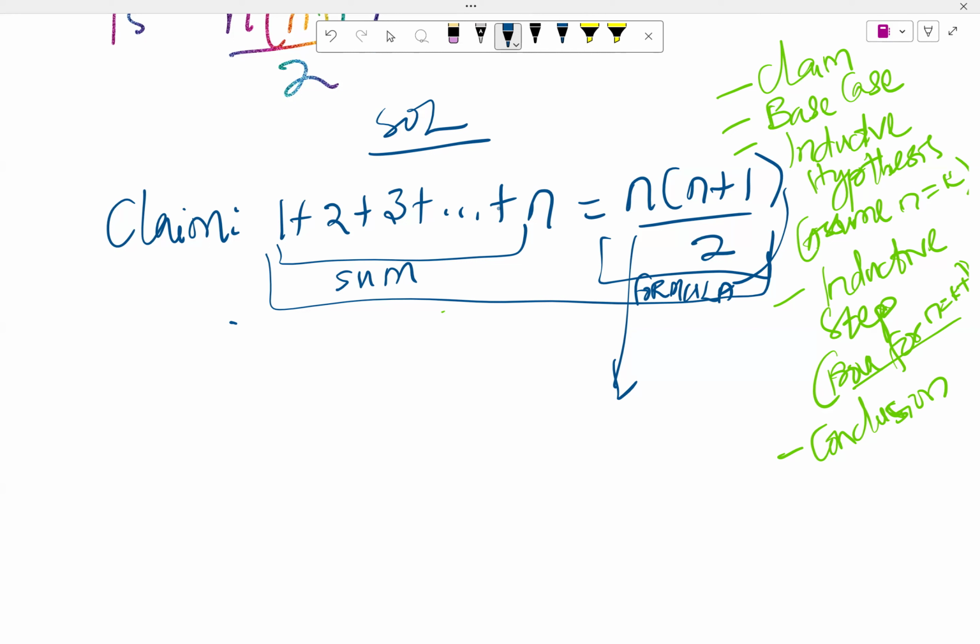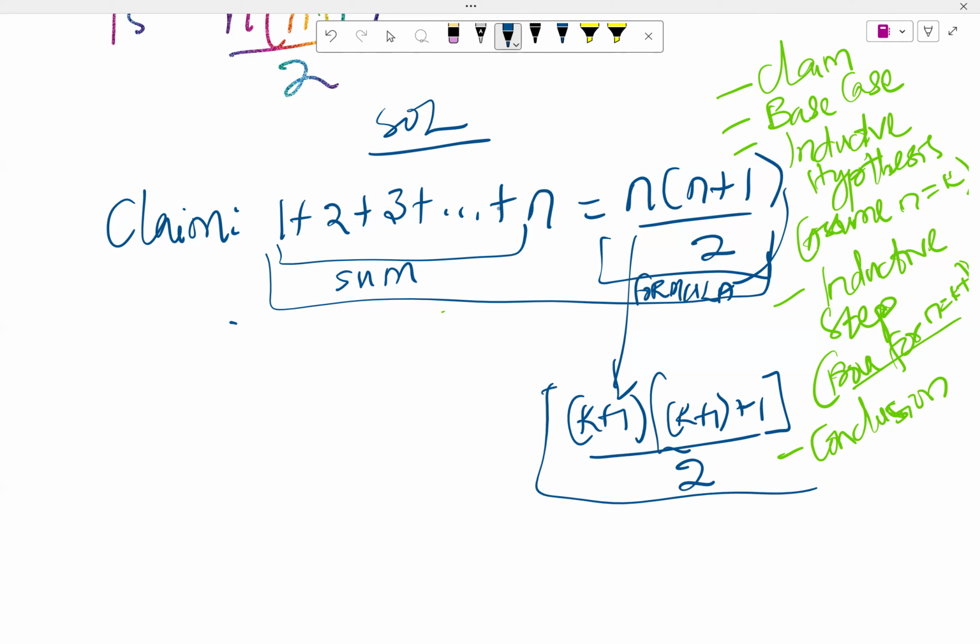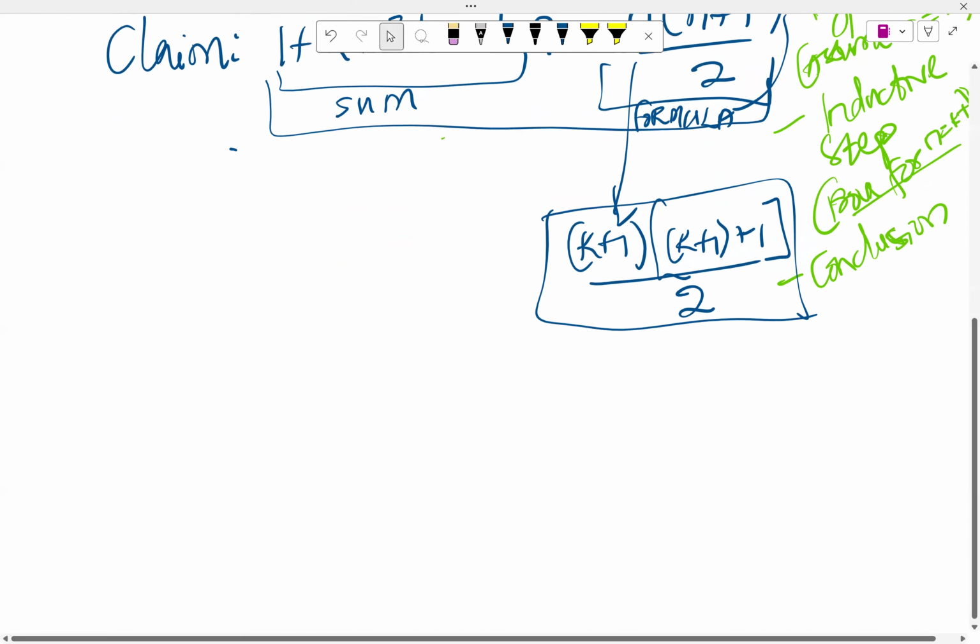So at the inductive step, you want to finally get, for every n, k plus 1. So this n here is k plus 1. Then this n plus 1 becomes k plus 1 plus 1, all over 2. So if you're able to get this at the inductive step, then you're good to go. So that is our aim at the end of the day.